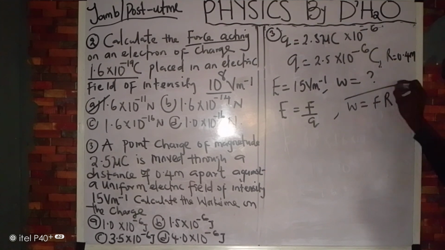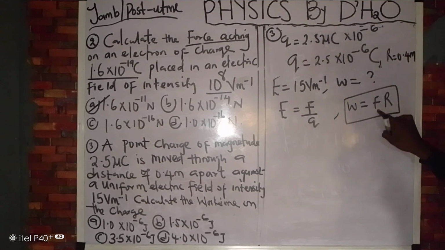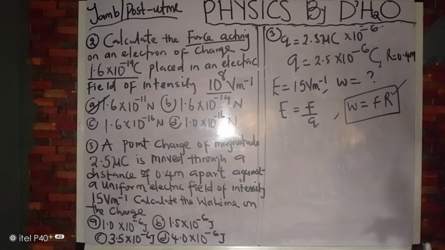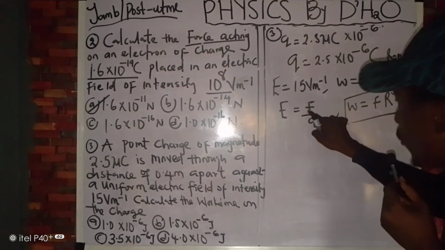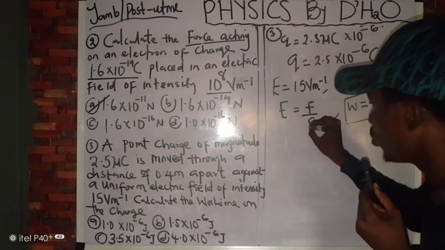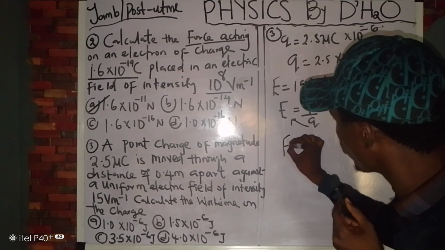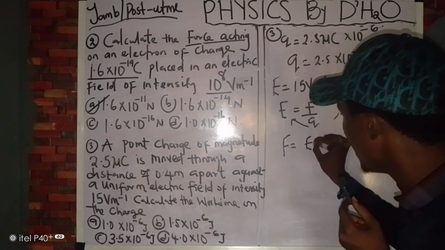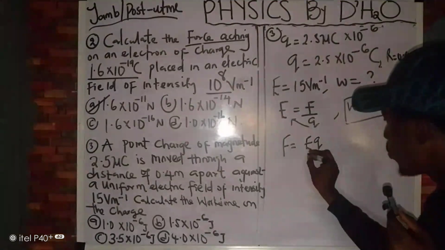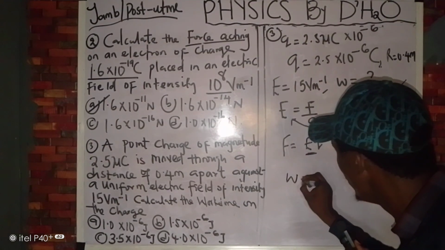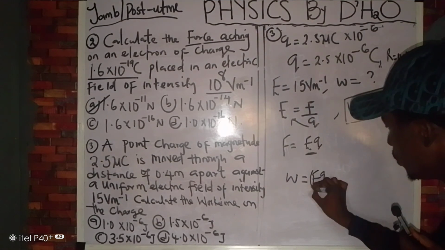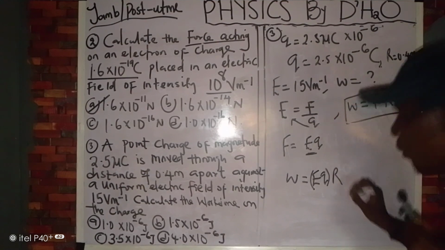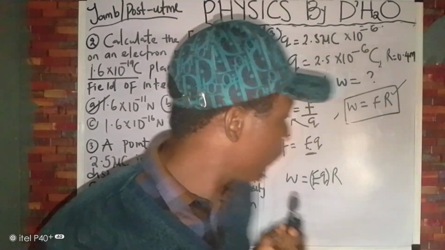But if work done is equal to force times distance, do we have force in the question? No. Do we have distance? Yes. So we have the distance, but we don't have the force. But we can get this force from here because electric field intensity is force over charge. So cross multiply, and force will give us E times Q. You understand now? So if this is now our force, our work done W, which was force times distance, becomes EQ, which is the force, times distance, which is r. So we can solve for our work done.